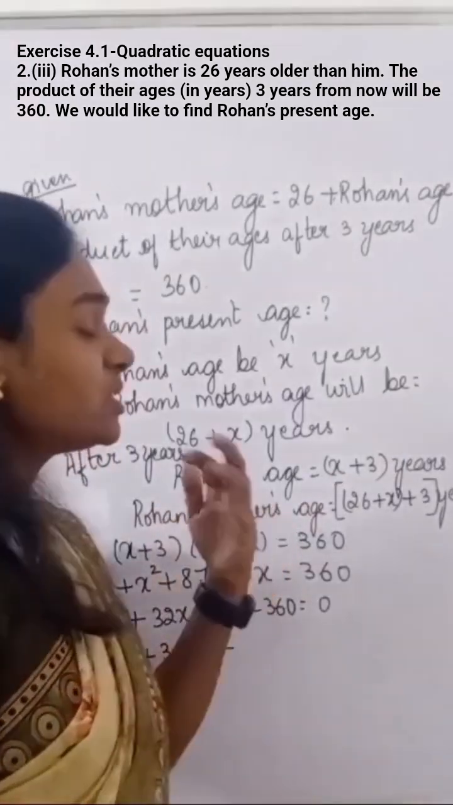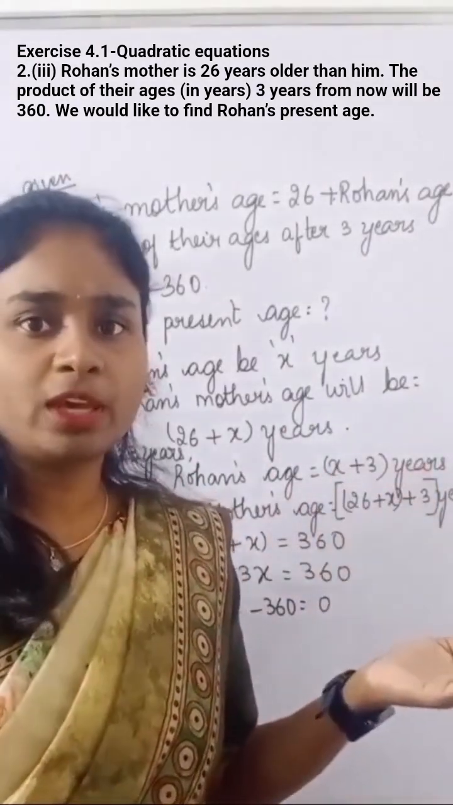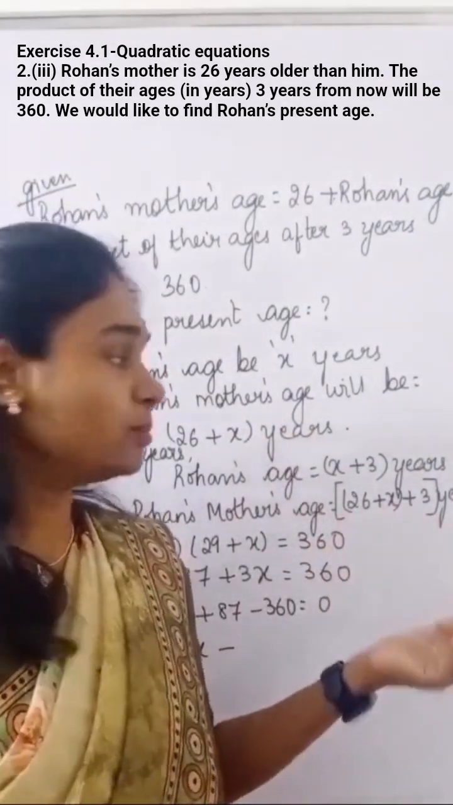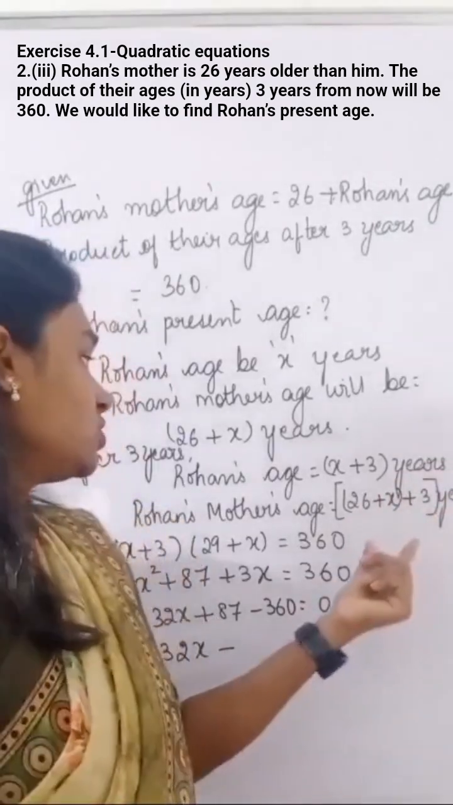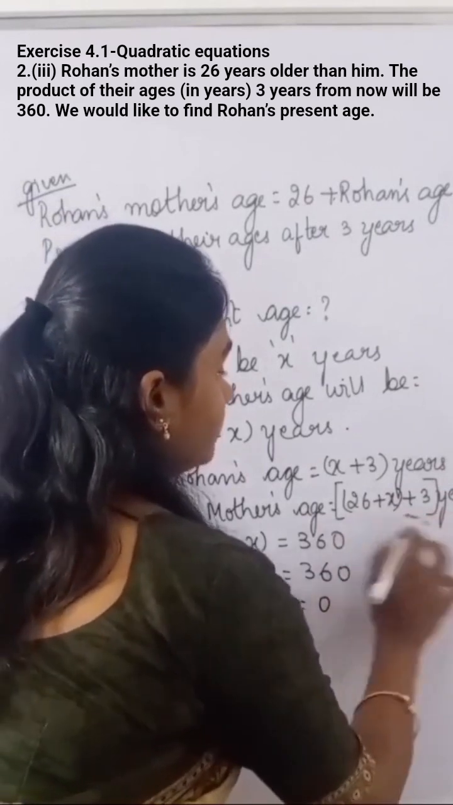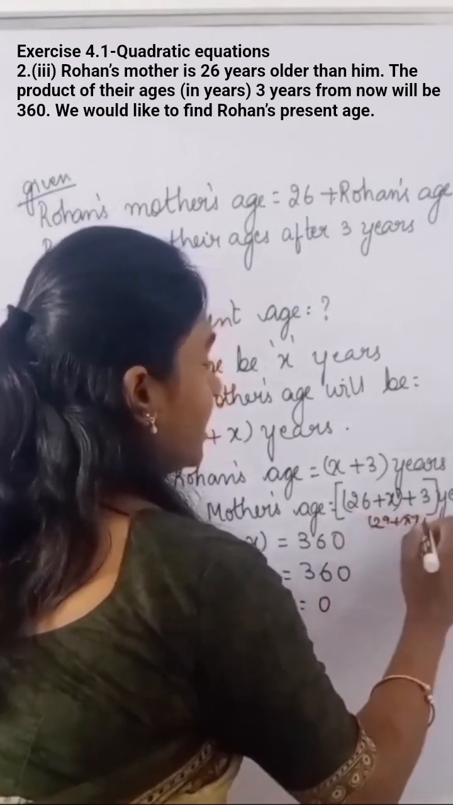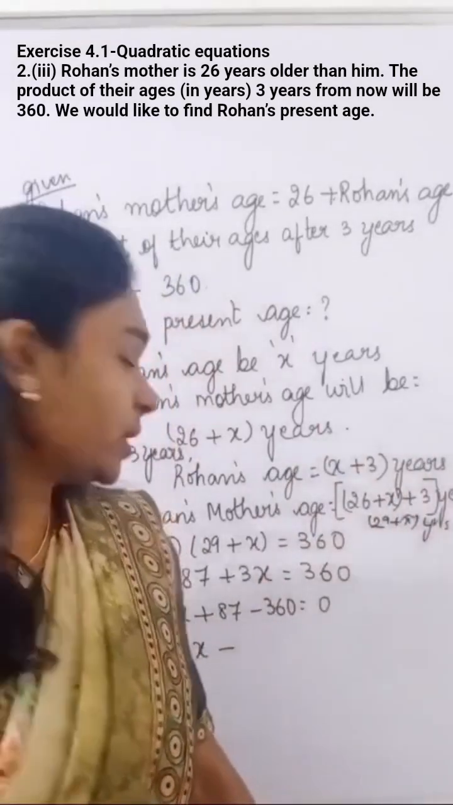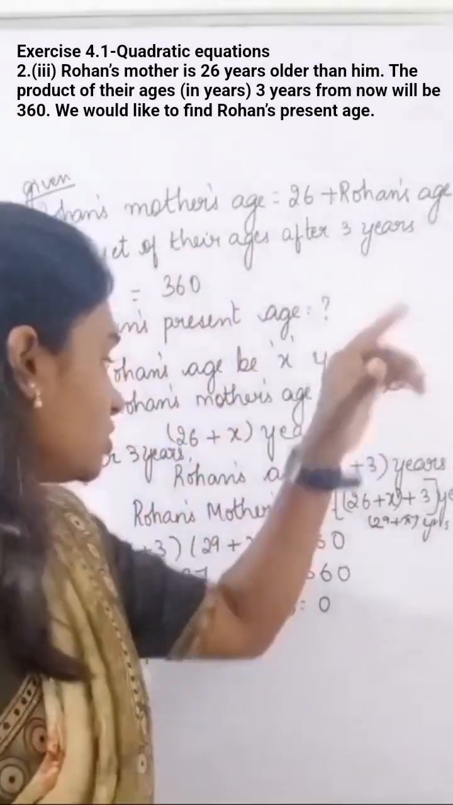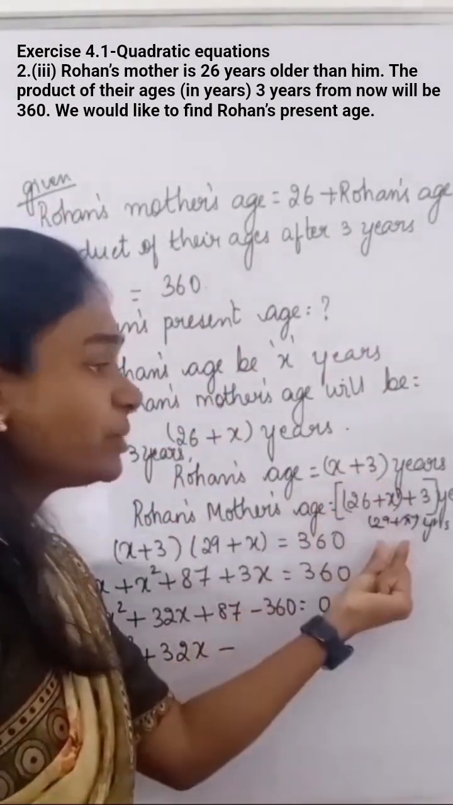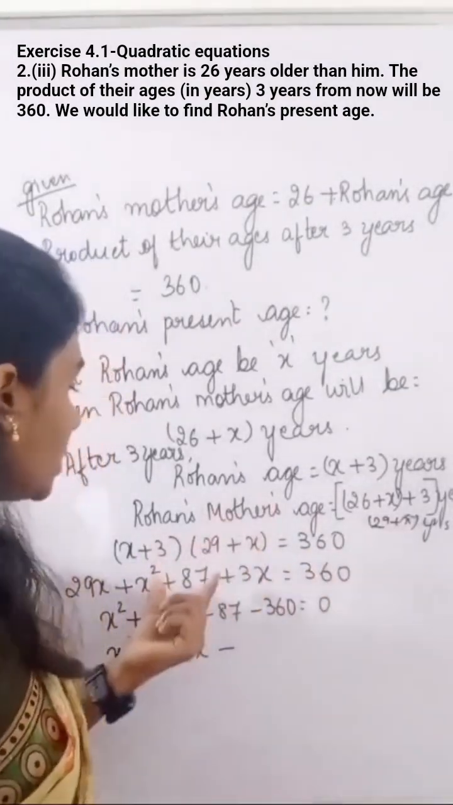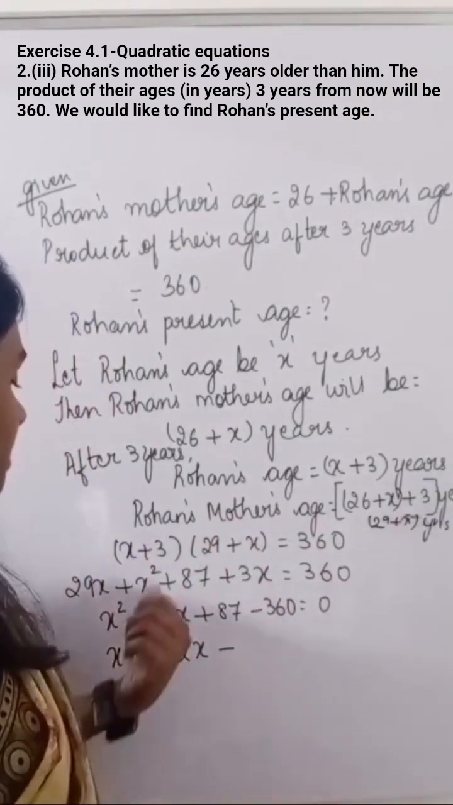Similarly, what will be Rohan's mother's age after 3 years? Her age would also increase by 3. Therefore, her present age is 26 plus x, and after 3 years, plus 3, her age will be 29 plus x years. Now in the question, the product of their ages after 3 years, so after 3 years their ages are x plus 3 and 29 plus x. The product of these two will give us 360.